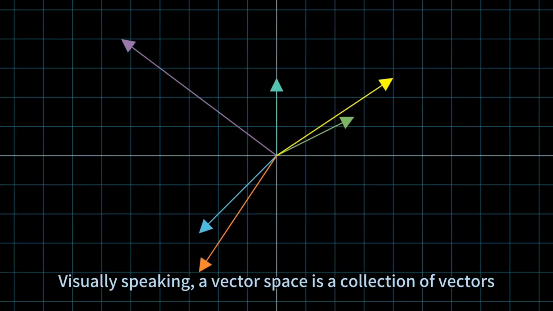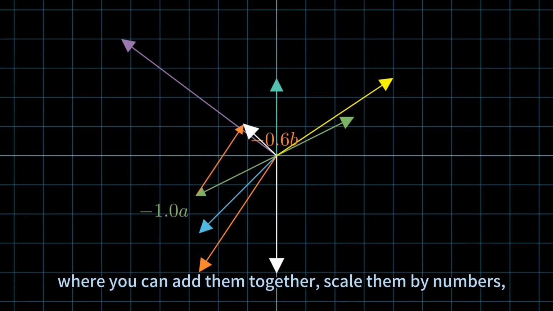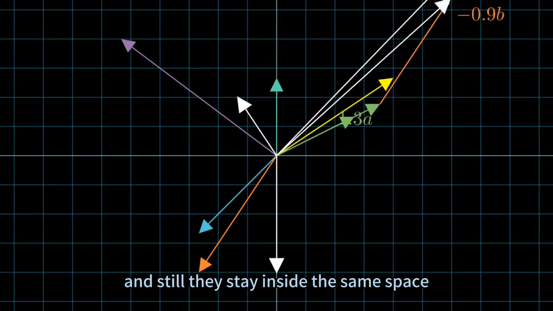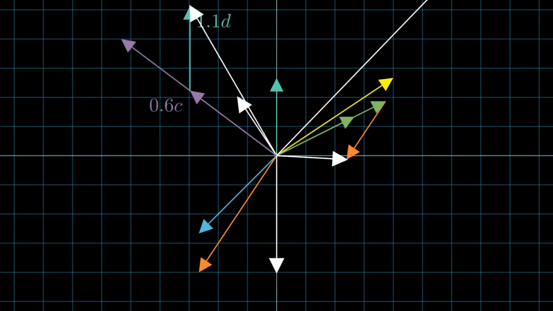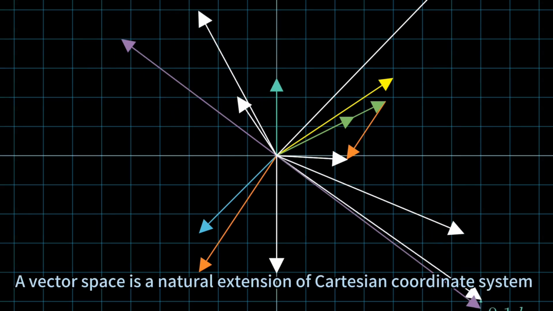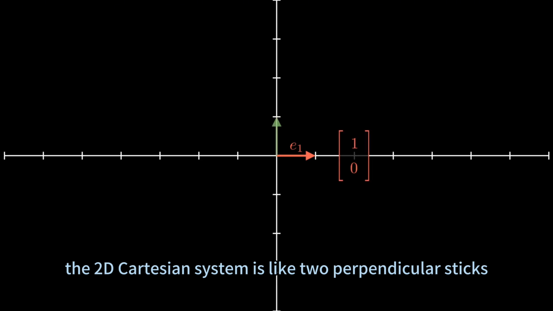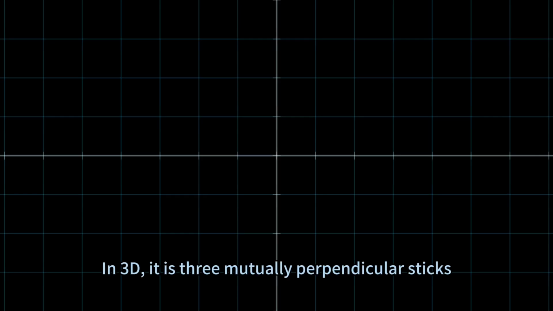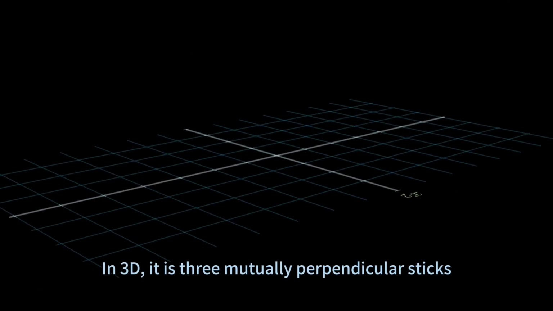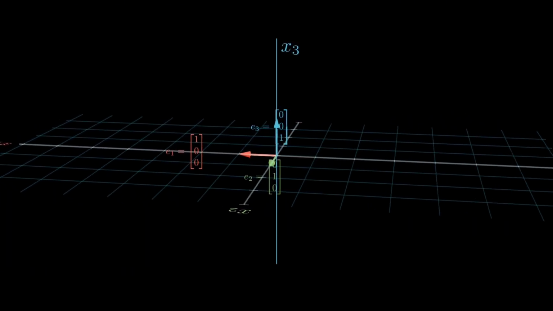Visually speaking, a vector space is a collection of vectors where you can add them together, scale them by numbers, and still they stay in the same space. A vector space is a natural extension of the Cartesian coordinate system. For instance, a 2D Cartesian system is like two perpendicular sticks holding up a flat plane. In 3D, it is three mutually perpendicular sticks forming the frame for a 3D space.